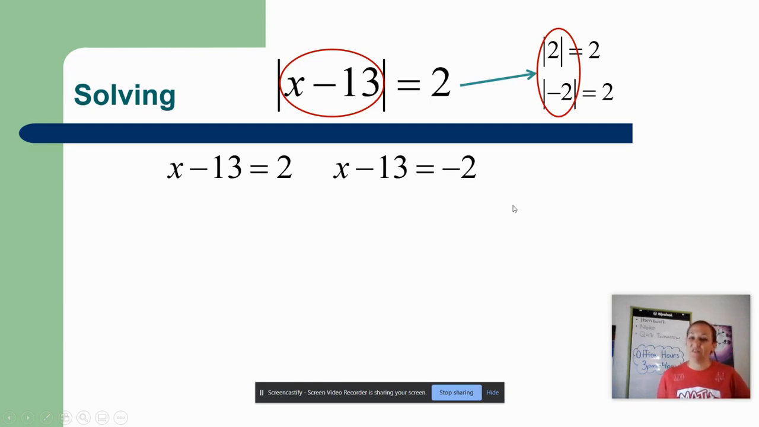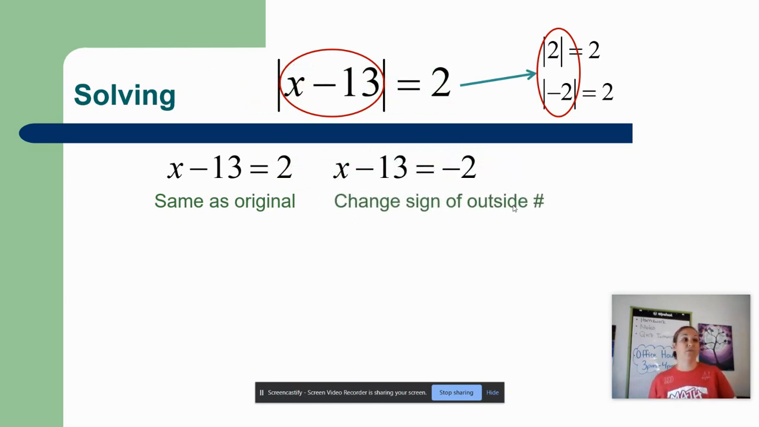In general, on these problems, you're going to take the question and you're going to split it into 2 separate problems. In one of the problems, it will look exactly the same as the original problem, just without the absolute value bars. For the second problem, you're going to keep the inside of the absolute value bars the same, and you're going to change the sign of the number that was on the other side of the equal sign. So notice that the x minus 13 is the same, but I changed the 2 to a negative 2. This is how you solve absolute value problems.